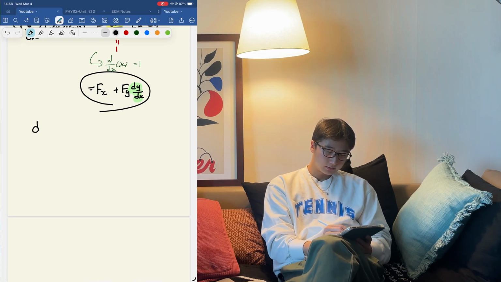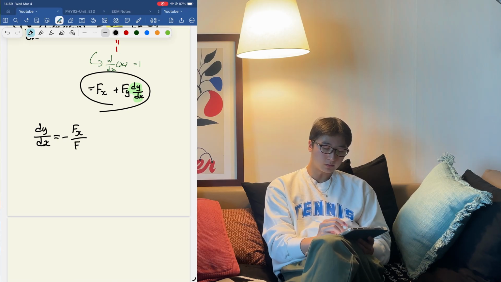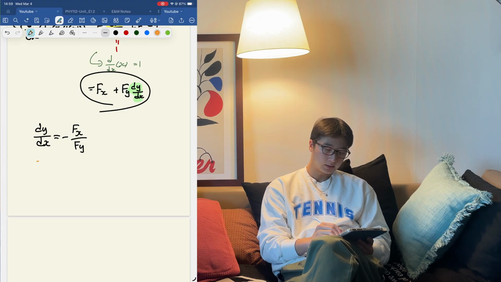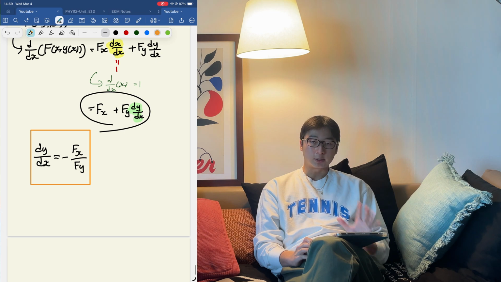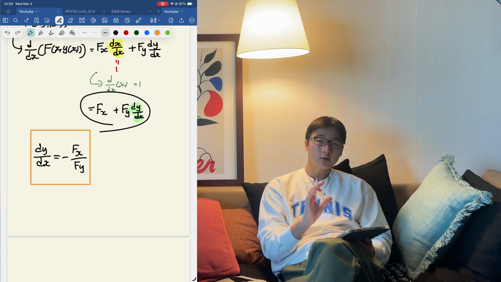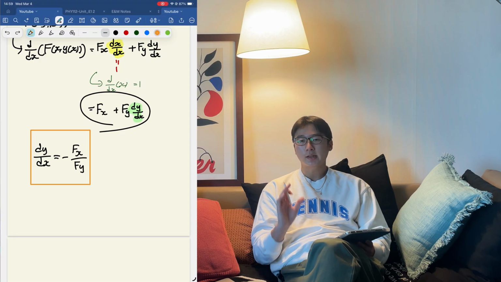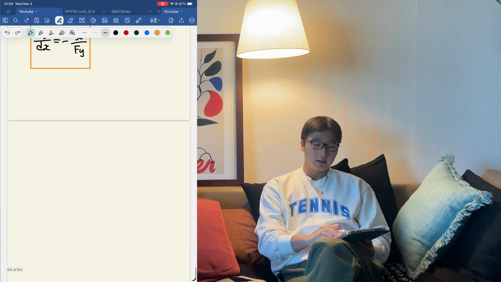So in fact, dy dx is just negative partial x over, sorry, negative partial x over partial y. This is actually the formula for implicit differentiation. So this is the new method we can apply whenever we are given an implicit function.